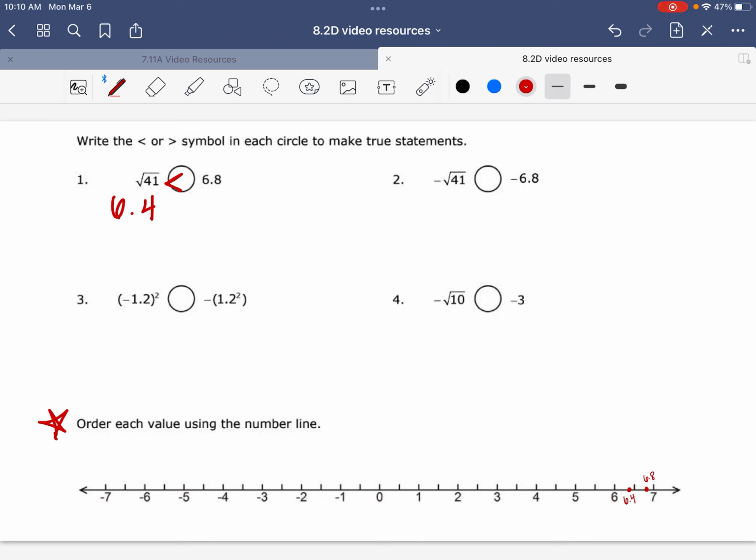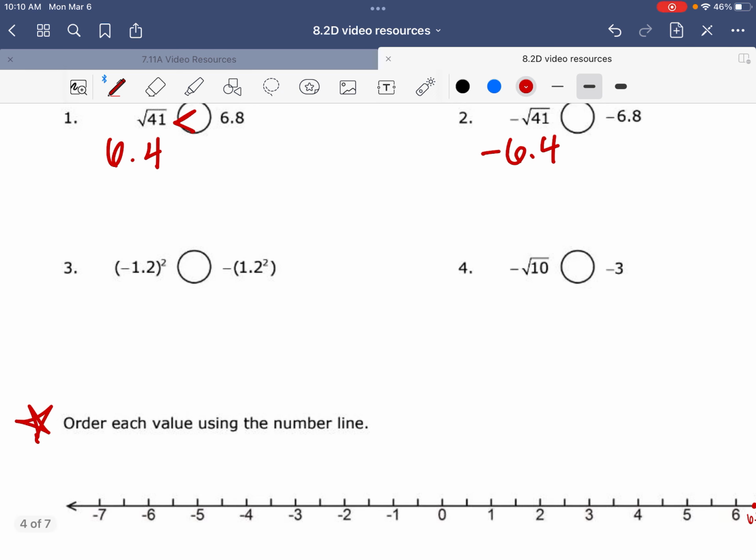So now we're comparing negative square root of 41, or the opposite of the square root of 41, to negative 6.8. So I already know that the square root of 41 is 6.4. So the opposite of that would be negative 6.4. So we want to compare negative 6.4 to negative 6.8. I know we really want to say that negative 6.8 is greater because we think of comparisons in terms of the positive numbers we've worked with most of our mathematical career.